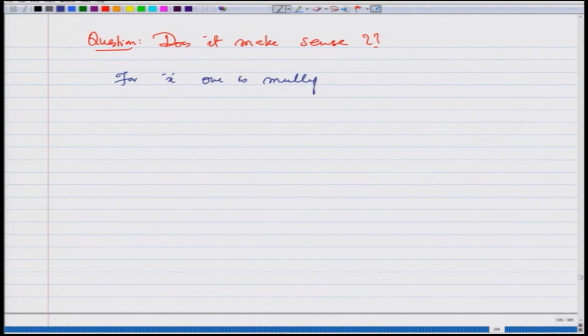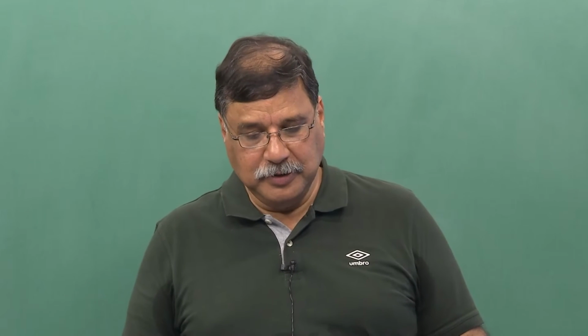So, the question now I have is: does it make sense? In particular, for x, one is multiplying psi by x. So, there it seems to be okay that if I want to calculate x, I just multiply by x. It will be clearer in the next lecture when I give the Born interpretation for the wave function. But a differential operator?